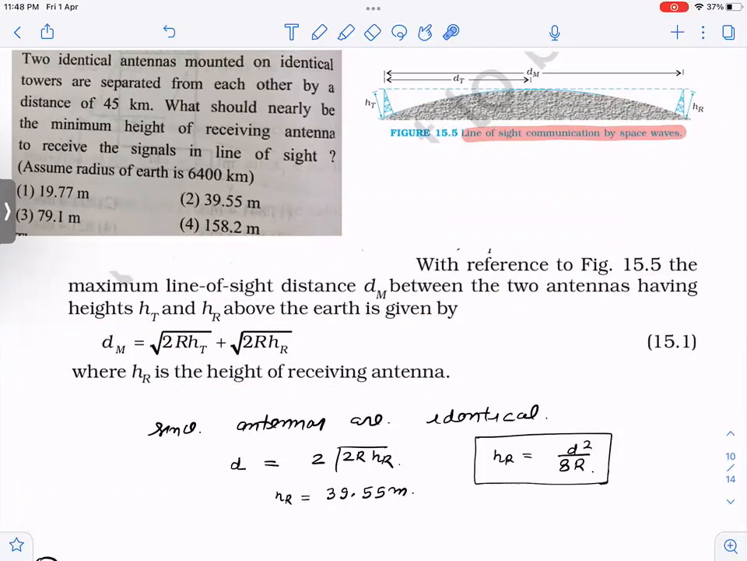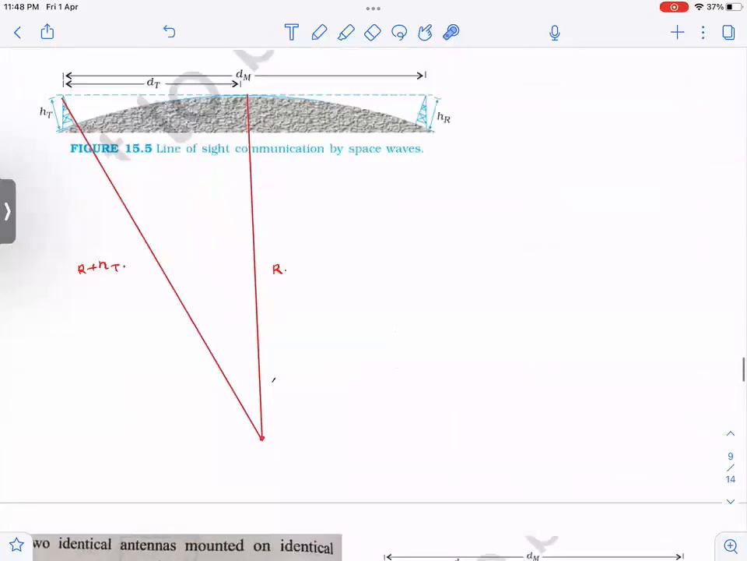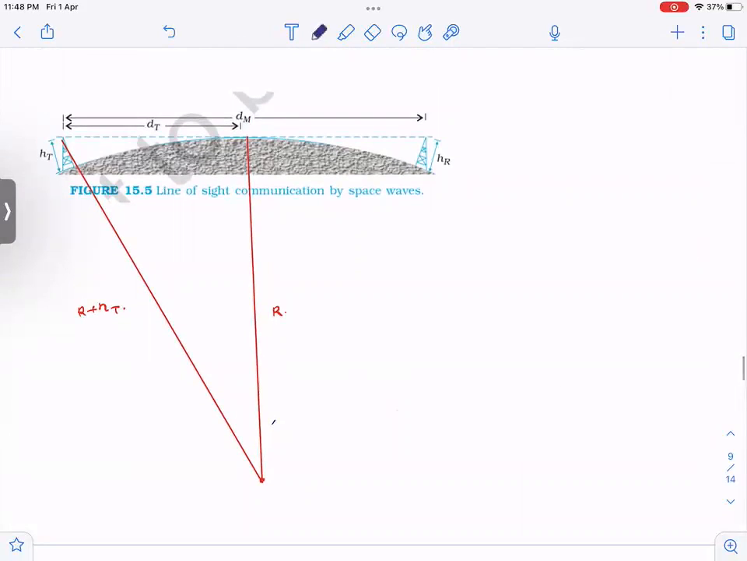Fine. So let us now see how you get this first. For this, the same diagram I have used, and in a very simple way, we will understand how you get that. So for this transmitter antenna, here, when this line becomes tangent to the curvature, tangent to the earth, right?